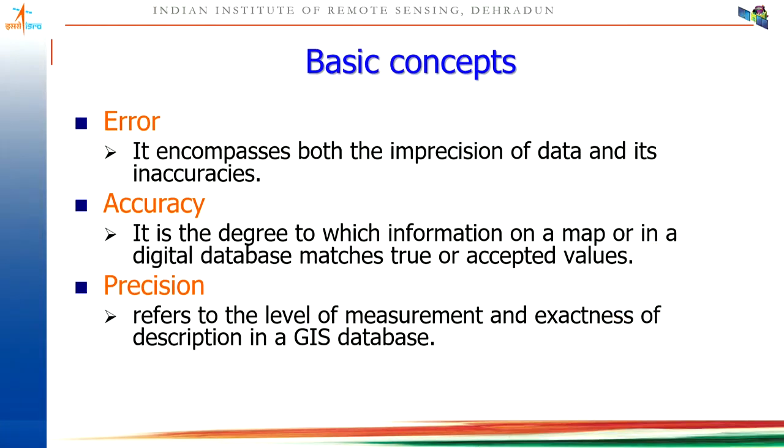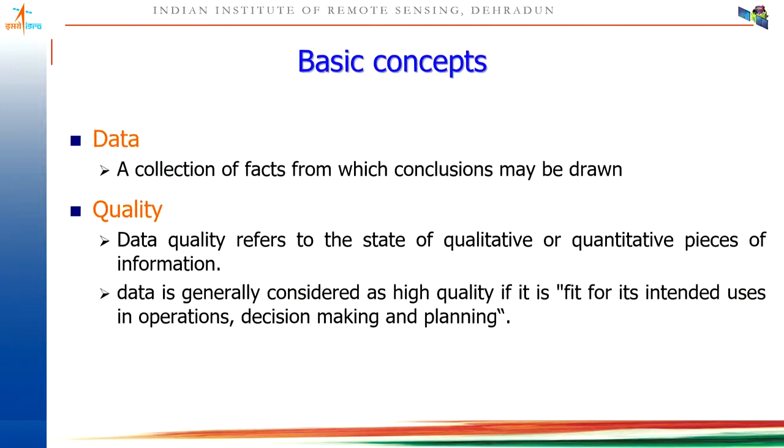So here we already discussed accuracy and precision, but you have to be very careful to decide the exact terminology in the GIS database which fits your database. So basically, whether you are studying error, accuracy or precision, these are the three parameters that we study in this particular technology.